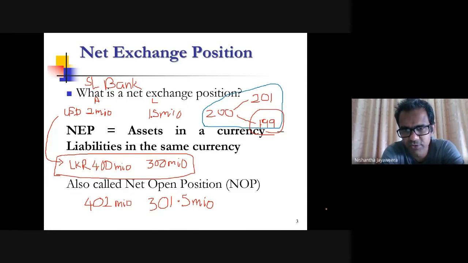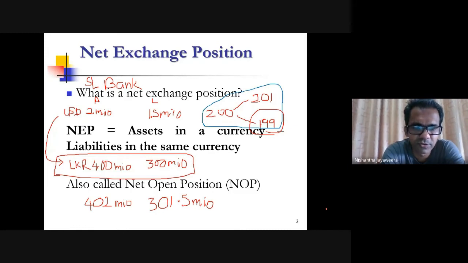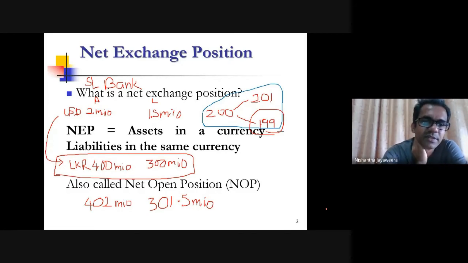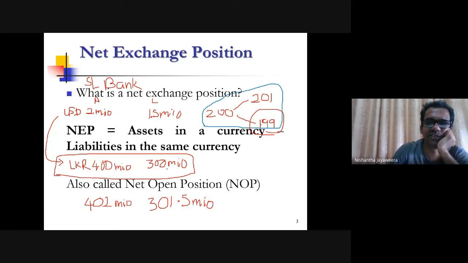If the exchange rate moves from 200 to 201, what would be the balance sheet for the corresponding line items for these two foreign currency assets and liabilities? So asset value increases in terms of rupees, liability value increases in terms of rupees, but the value of asset increases more than the value of liabilities. Here the gain is 2 million.